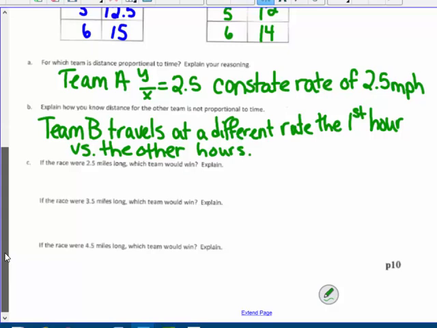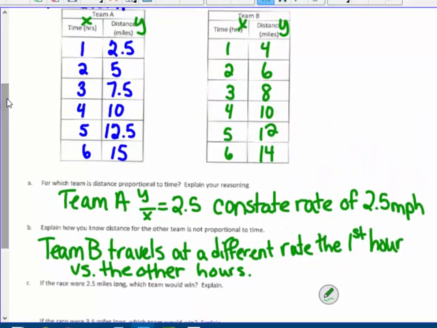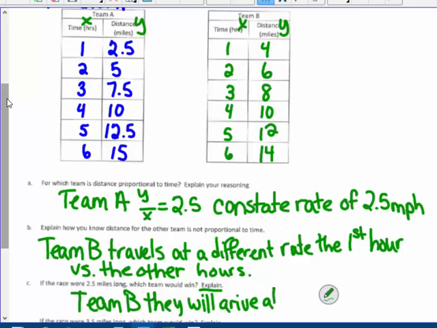If the race were 2.5 miles long, which team would win? 2.5 miles, well, Team A would take an hour, but Team B would get there before the hour, so Team B. It says explain. They will arrive at 2.5 miles sooner.